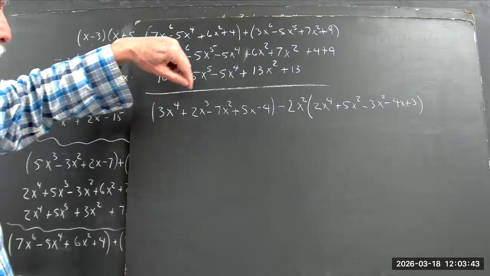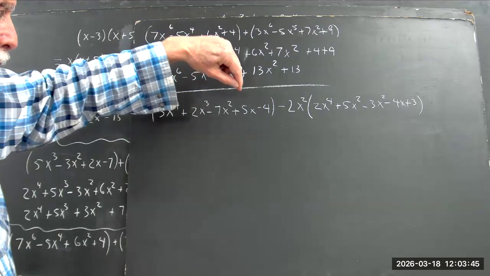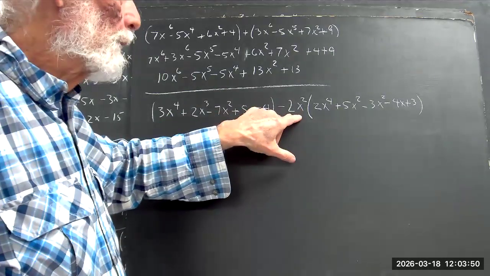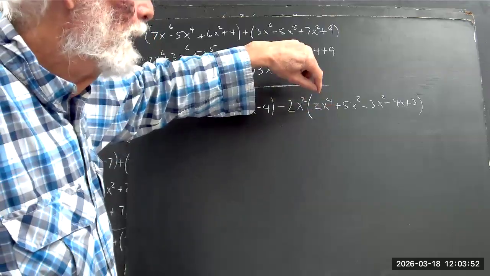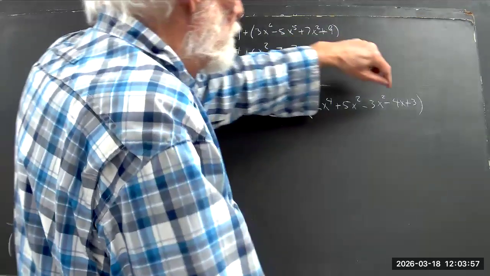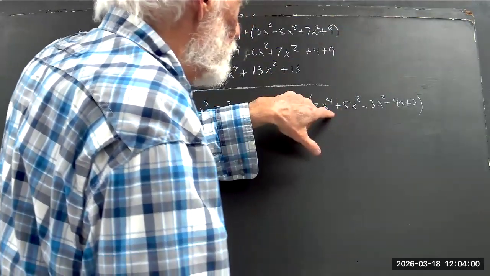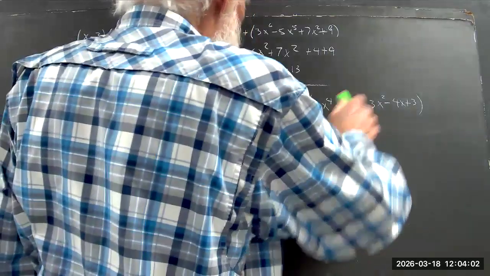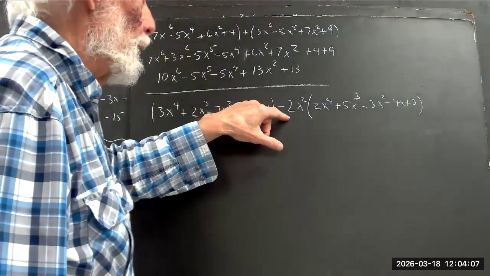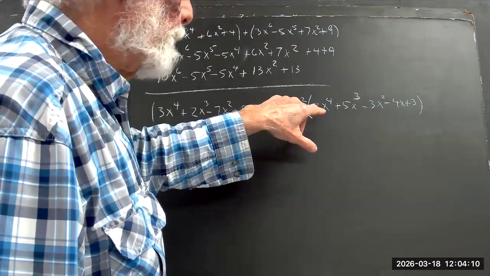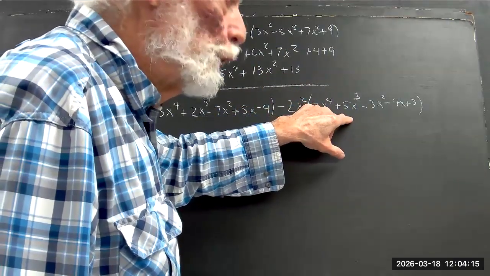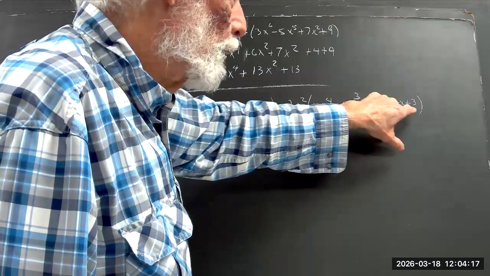We have 3x to the 4th plus 2x cubed minus 7x squared plus 5x minus 4 minus 2x squared multiplied by the quantity 2x to the 4th plus 5x squared minus 3x squared minus 4x plus 3. And I wrote 5x squared there. It should be 5x cubed. So again, it's minus the quantity 2x squared times the quantity 2x to the 4th plus 5x cubed minus 3x squared minus 4x plus 3.